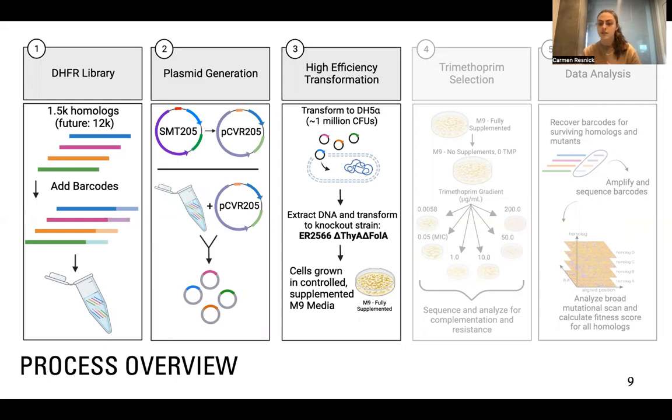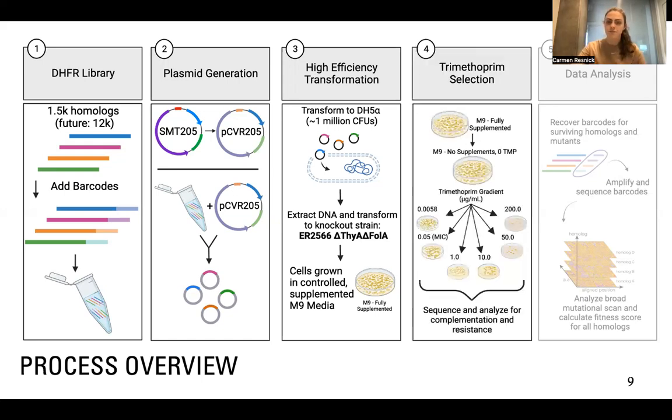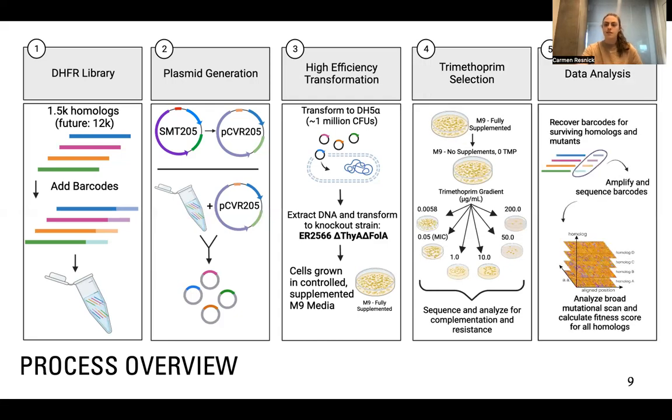knockout strain. And the knockout strain has both dihydrofolate and its partner thymidylase synthase knocked out of the strain, meaning that when we put this DNA into the cell, we are forcing the cell to rely on our library in order to survive. So we've exposed these cells to non-supplemented media, meaning it's using DHFR to survive and create these metabolites that it needs, and also exposing it to trimethoprim in a gradient so we get a full range of how well these cells are actually surviving. And finally, we analyze the data in this broad mutational scan.